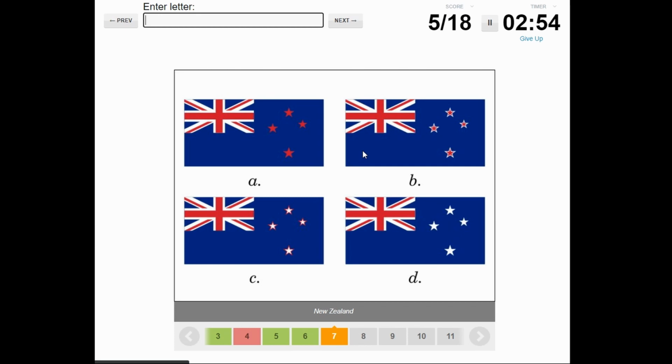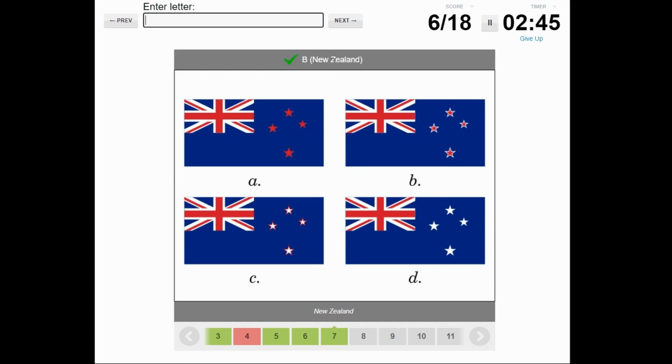So we have New Zealand, and as I mentioned previously, we know that New Zealand has red stars. They also have this sort of white outline. So I'm gonna go for B.